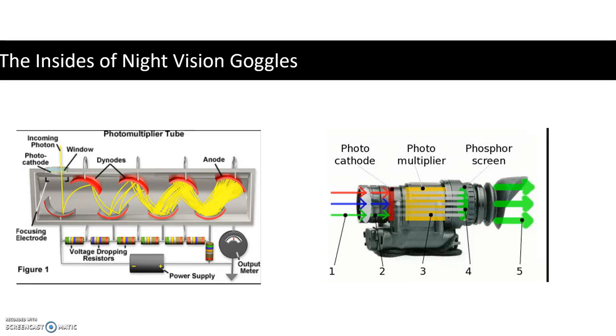How are they using science? How are they using the photoelectric effect to give us these really cool green images? So it turns out they're very complicated. Night vision goggles are about as complicated as they are awesome. We're going to summarize it and be very brief, but give you a general outline of how this works.